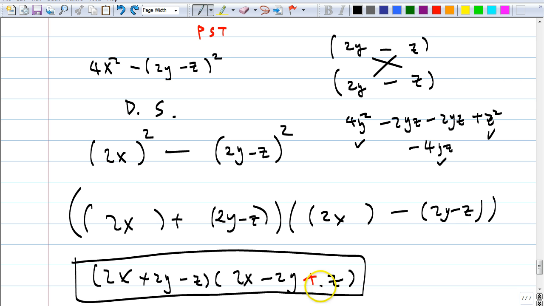Why is it plus z right here? Because you have to distribute the negative 1. Don't mess this up at the very end.